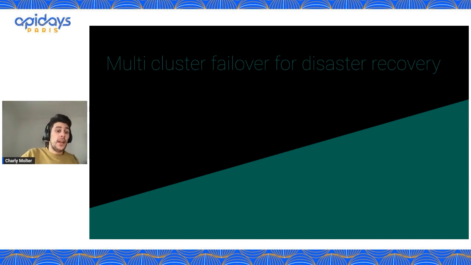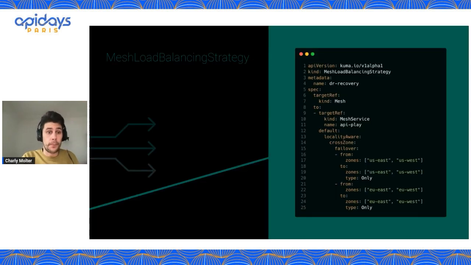So next up, and one of the very strong features of Kuma, is that we can do multi-cluster failover for disaster recovery in a very simple manner. So here, let's look at it. We're going to use a mesh load balancing strategy, right? It's a To policy because it's, again, something that your clients are going to want to do. So all the clients in the mesh, when they talk to API play, I want to do a locality-aware cross-zone failover. So here, let's say I have 4 regions, right? I have a US East region, a US West region, a EU East region, and an EU West region, right?